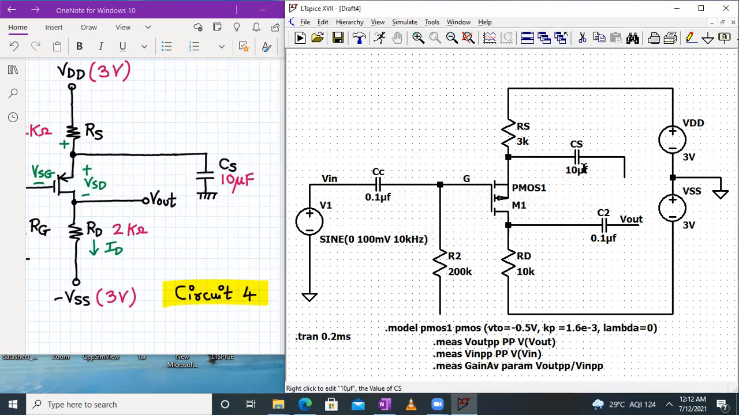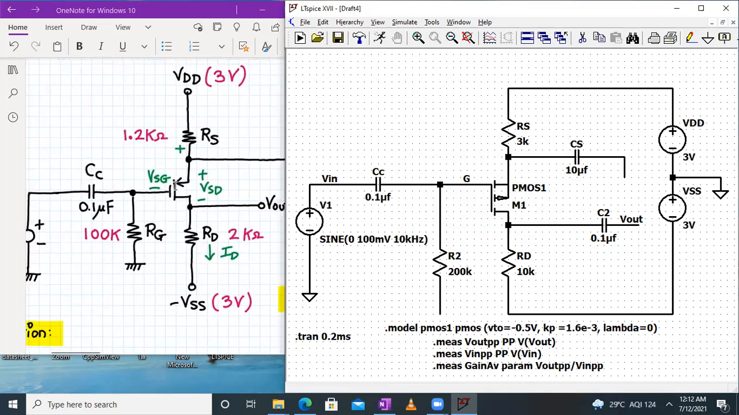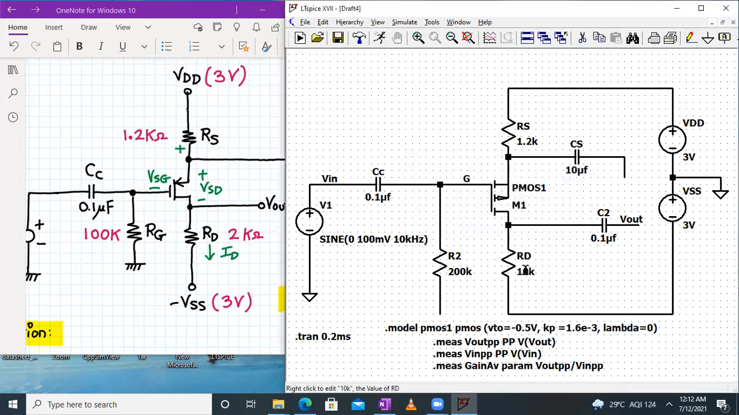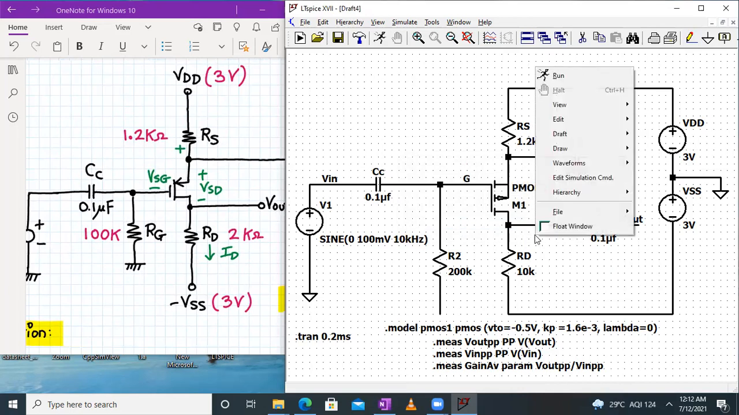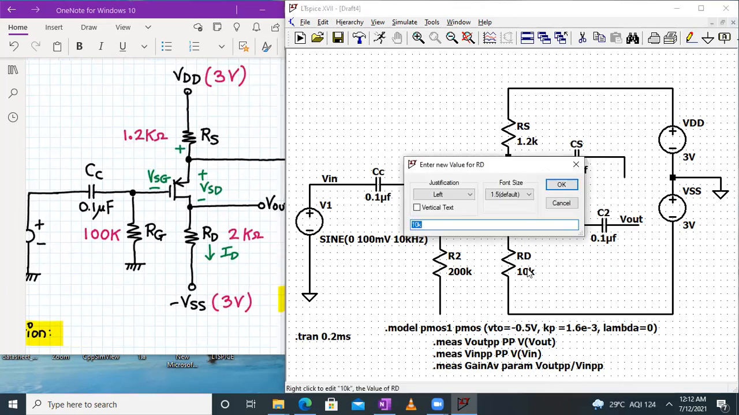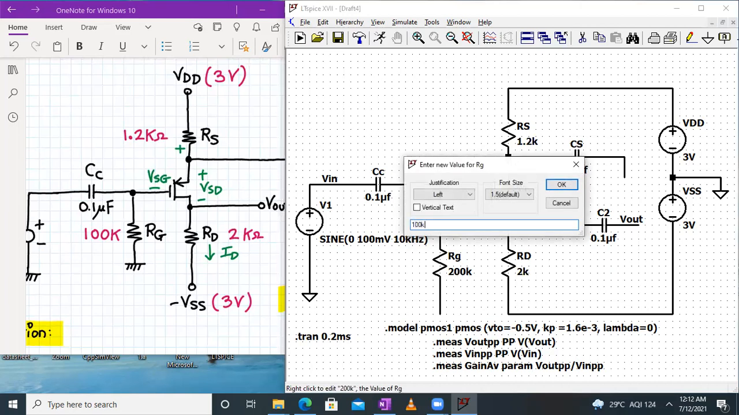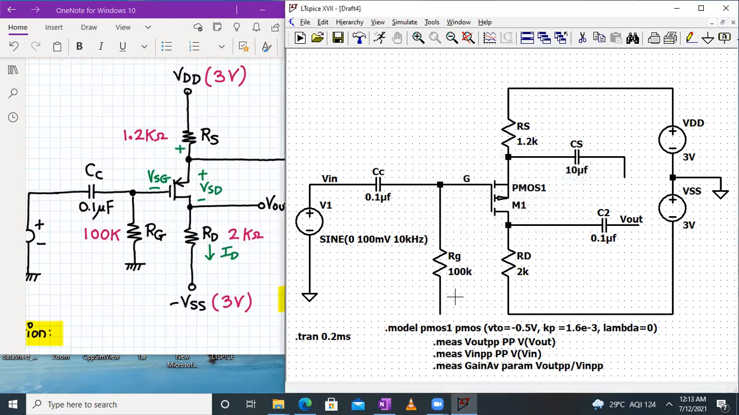This is RS. So for our numerical, RS value is 1.2 kilo ohms, so we'll change it to 1.2 kilo ohms. RD value is 2 kilo ohms, so I'll right click over here and change it to 2 kilo ohms. And this is RG. So RG value is 100K and CC is 0.1. And we have to connect ground over here, separately ground. And the power supply remains the same. It's actually 3 volt and minus 3 volt. Here also we have to add the ground.